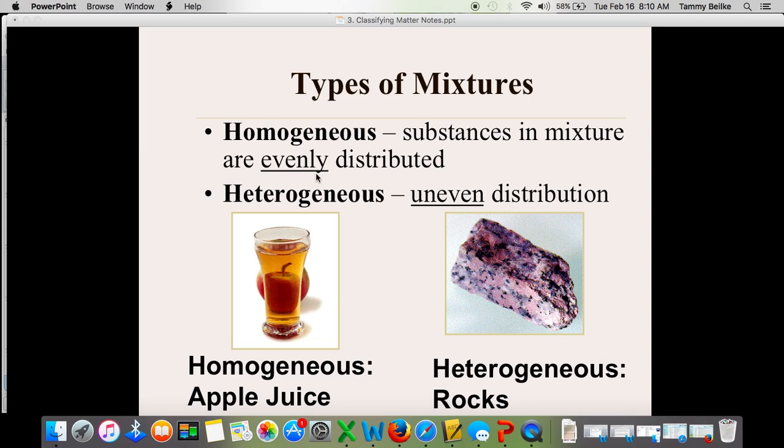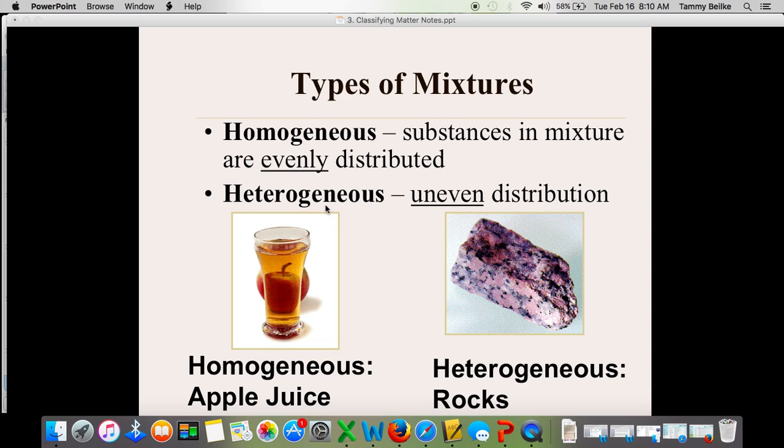It's just how are they mixed. Can you tell the difference between the components within that mixture? If you look at apple juice, you pretty much can't tell the water from the sugar, from the maleic acid, all the other things that are in apple juice. You can't tell what's in it based on looking at it. You can just see that it looks pretty much the same throughout.